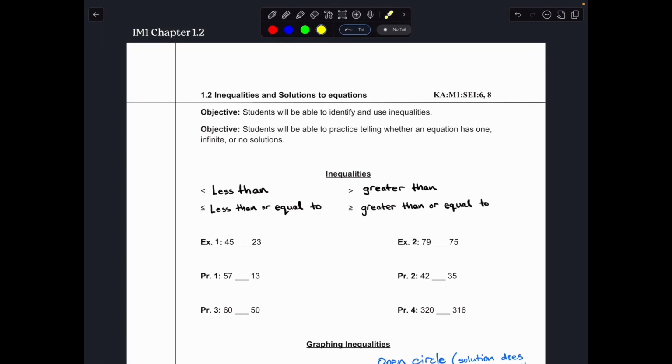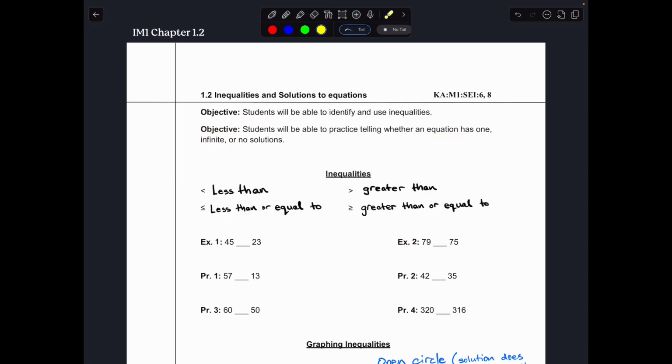All right, this is lesson 1.2 for Integrated Math 1, Inequalities and Solutions to Equations. Our core skills are solving equations and inequalities, and this is the 6th and 8th skill in Khan Academy. We have two objectives. Our first one is about inequalities. You should be able to identify and use inequalities. Our second skill is about equations.